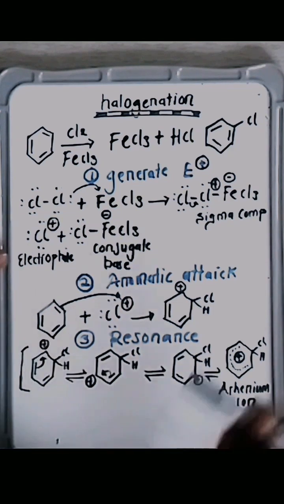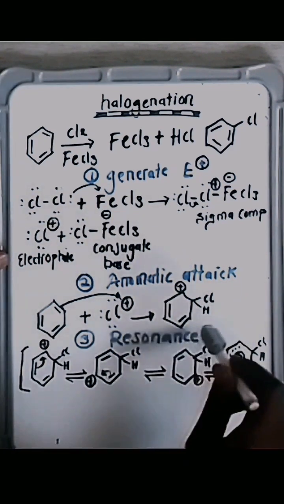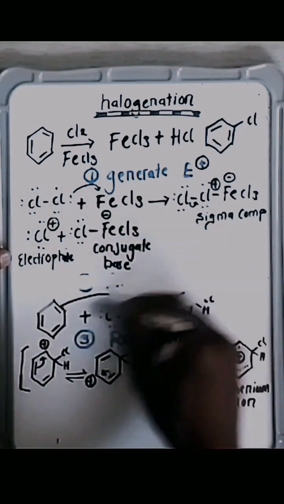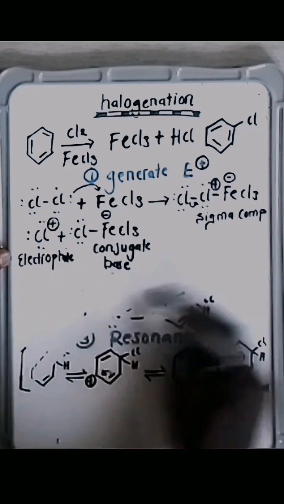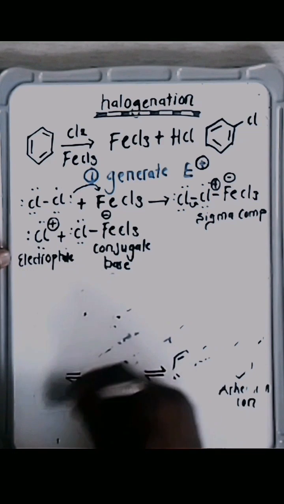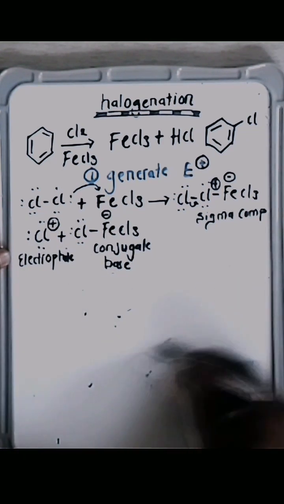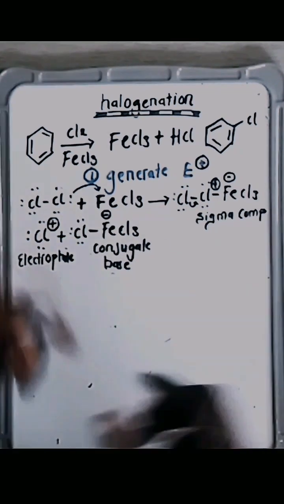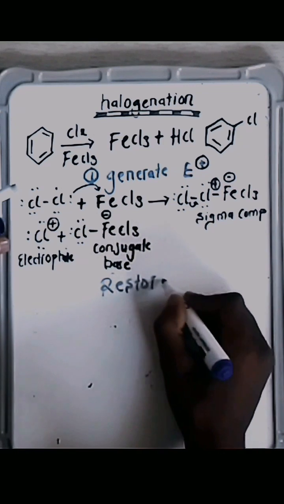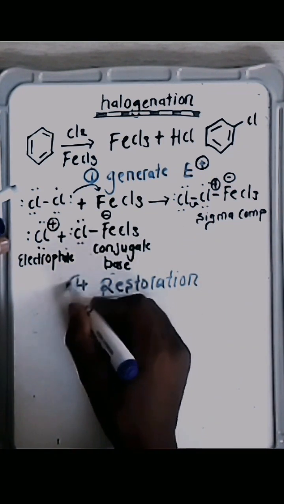And so to restore aromaticity, we'll use this here. And then we'll restore aromaticity. But then to restore aromaticity, what do you need? You need your conjugate base. So I hope you're able to follow. So I'll make some space. So I'll call this step restoration. That's our step 4, restoration.